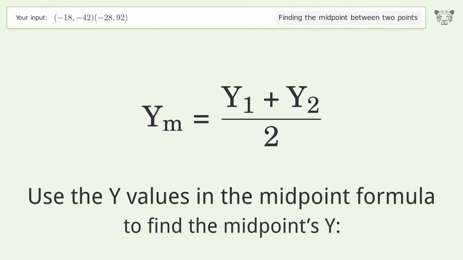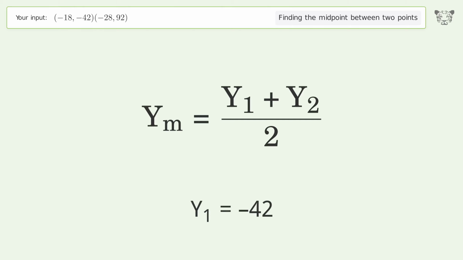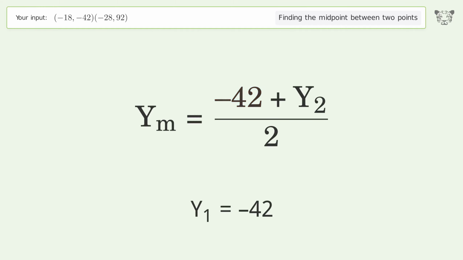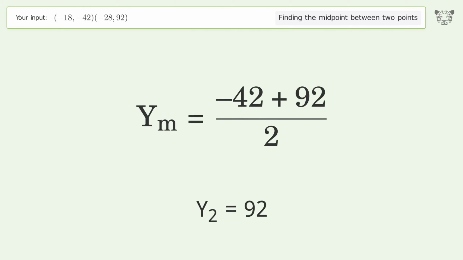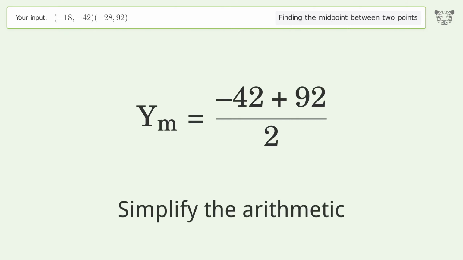Use the y values in the midpoint formula to find the midpoint's y. y1 equals negative 42. y2 equals 92. Simplify the arithmetic.